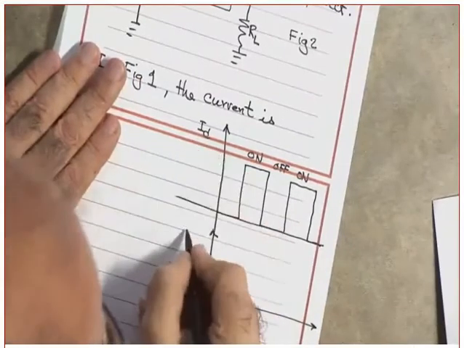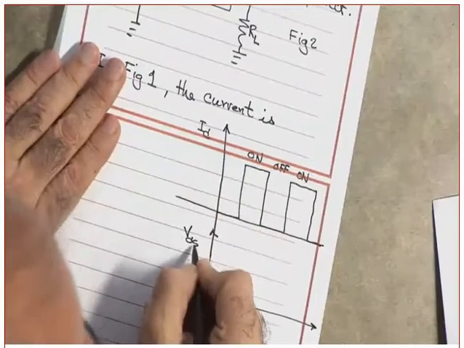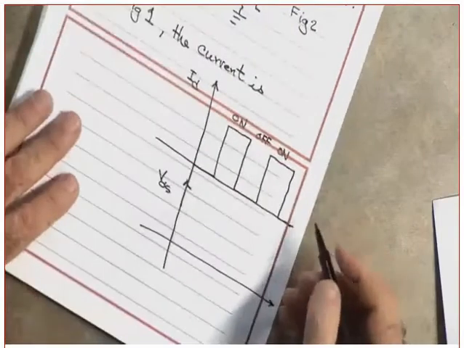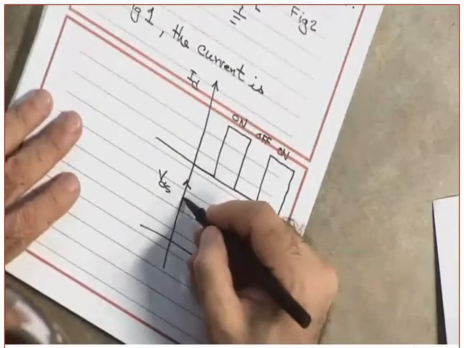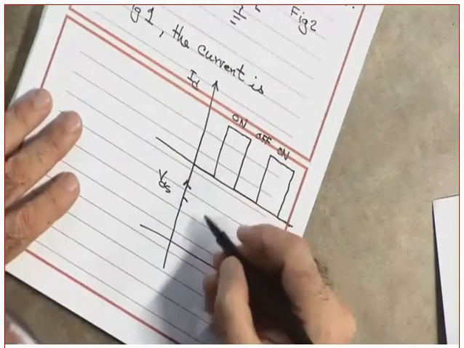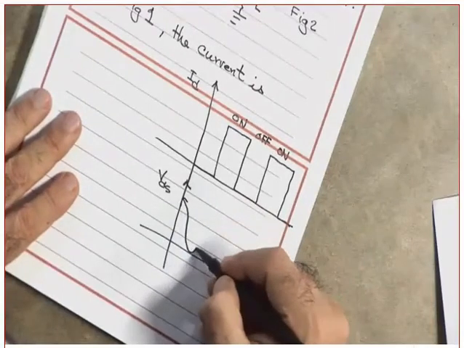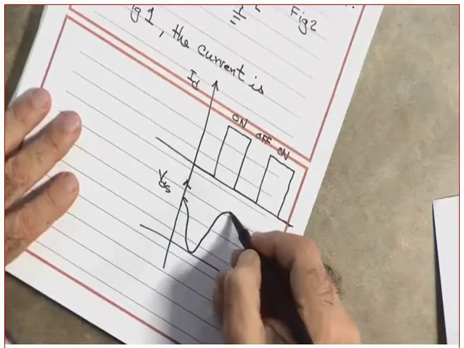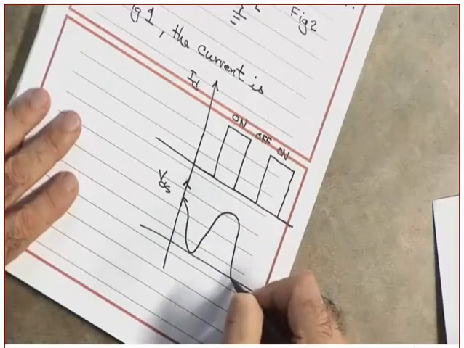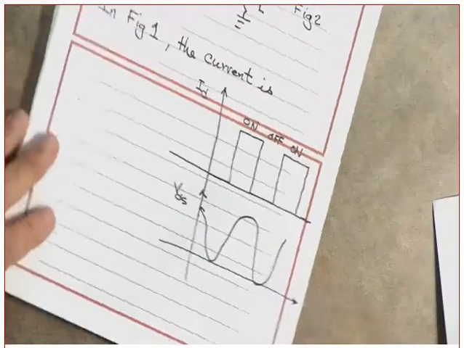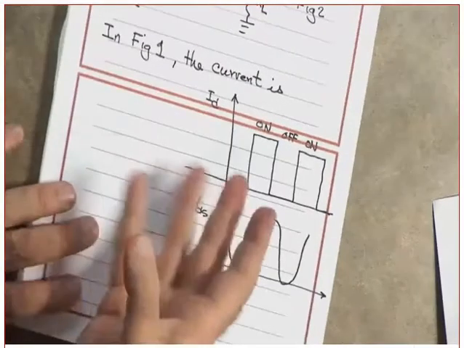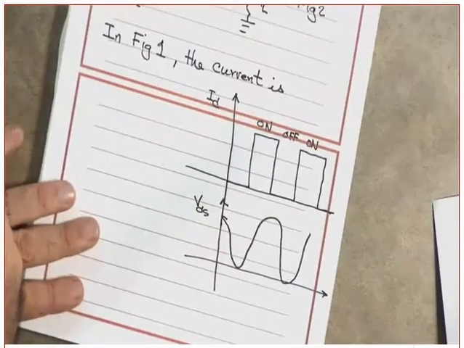So this is the current. This is the voltage across the S. How does it look like? Clear? This is not a sketch to scale. But do you see my point or not?